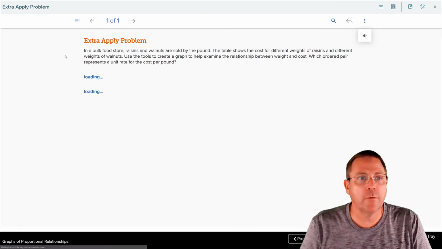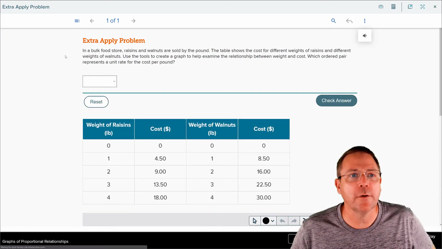And now we have our final apply problem. I got cat hair on my nose now from Tilly.